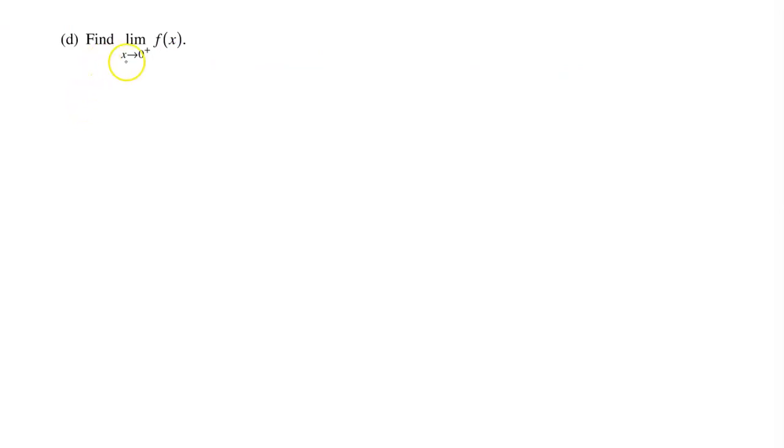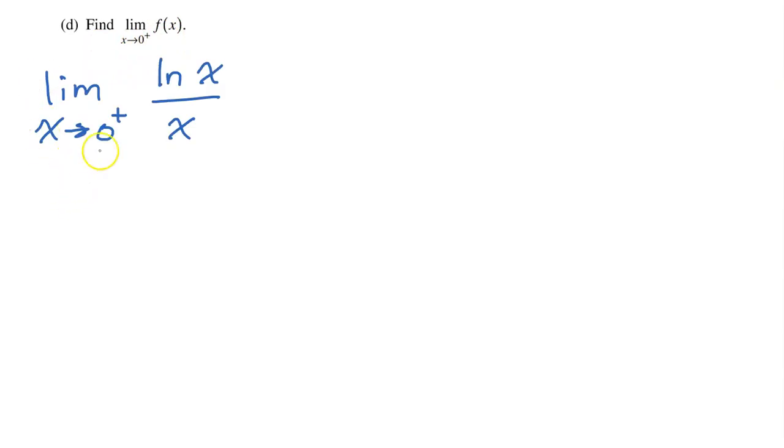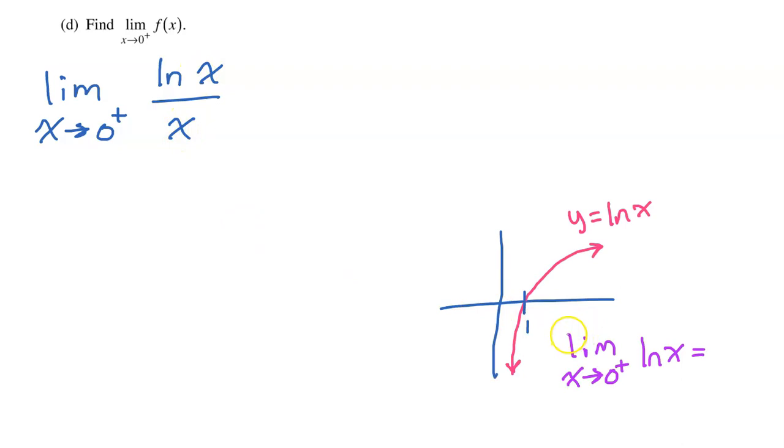Part D. Find the limit as x approaches 0 of f of x. So they are asking us to find the limit as x approaches 0 from the right of natural log x over x. Quick side lesson, guys. You should have memorized what the parent function y equals natural log x looks like, and it looks like this. So based on this, I want you to basically memorize the limit as x approaches 0 from the right of natural log x, which comes up a lot.